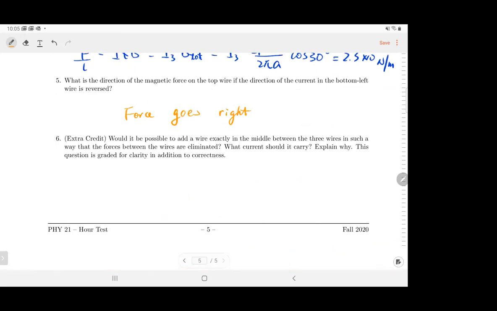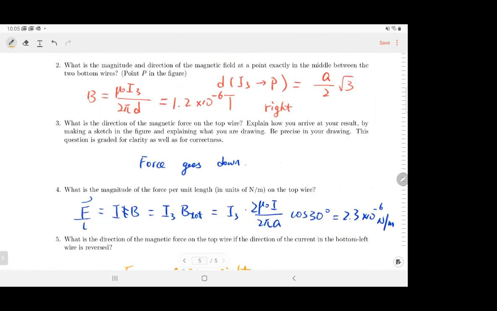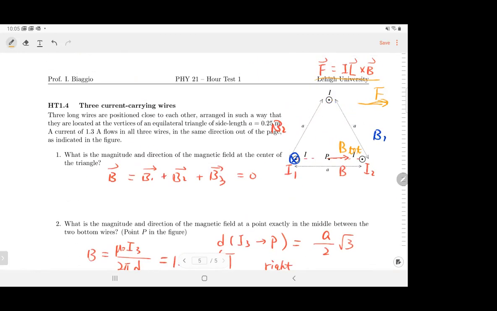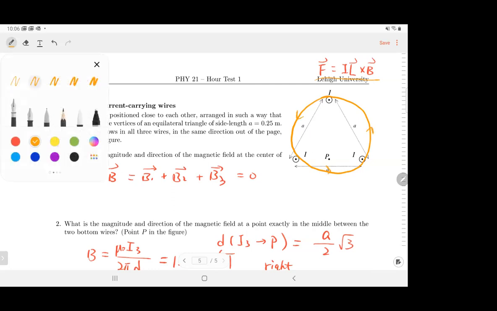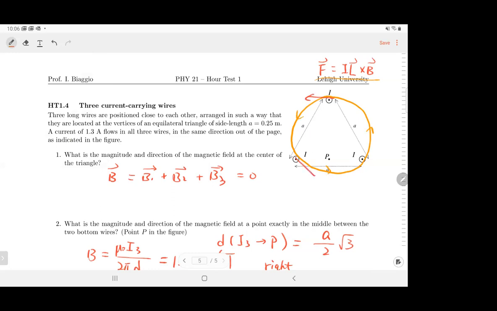Okay, the last one, extra credit. Was it possible to add a wire exactly in the middle between the three wires in such a way that all the forces cancel out? Okay, so this is a good question. If we just look at the magnetic field generated by the three currents, we see the magnetic field goes counterclockwise. If we draw a circle including the three currents, then at each point the magnetic field goes counterclockwise.